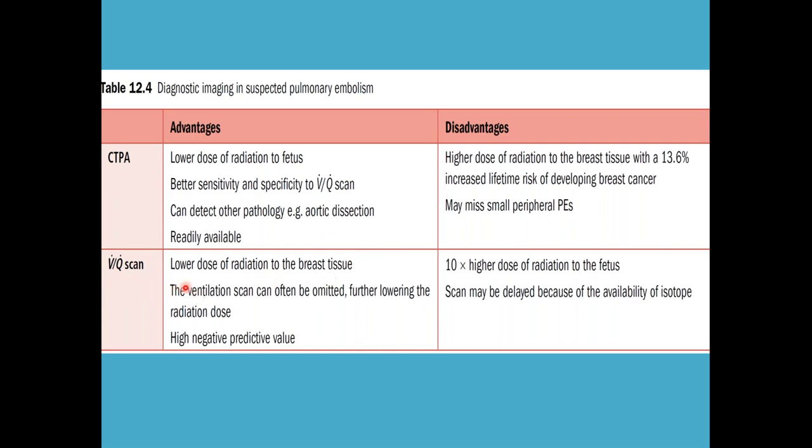In VQ scan, there is a lower dose of radiation to the breast. The ventilation scan can often be omitted, lowering the radiation dose, and it has a high negative predictive value. Disadvantage: a high dose of radiation to the fetus, and the scan may be delayed because of availability of isotope.